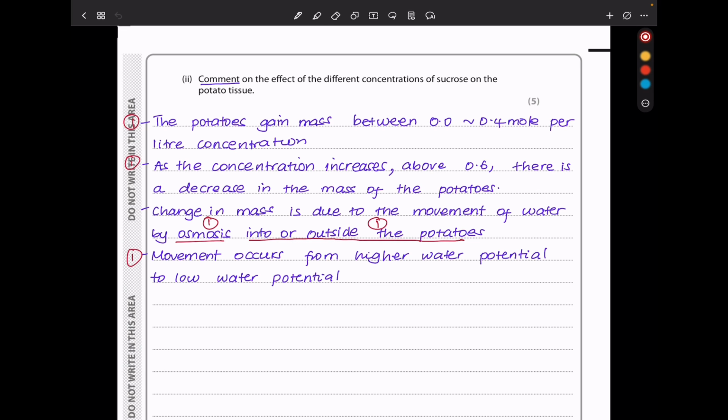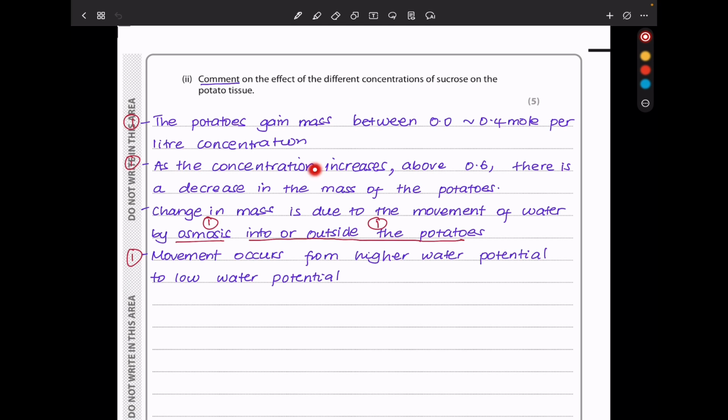However, if the solution is isotonic, then it means there will be no net movement of water, and therefore there will be no change in mass. So I say the potatoes gain mass between 0.0 to 0.4 mol per liter concentration. Again, this is because the outer solution is going to be diluted, or it's going to be hypotonic in comparison to the cell, so more water goes in.